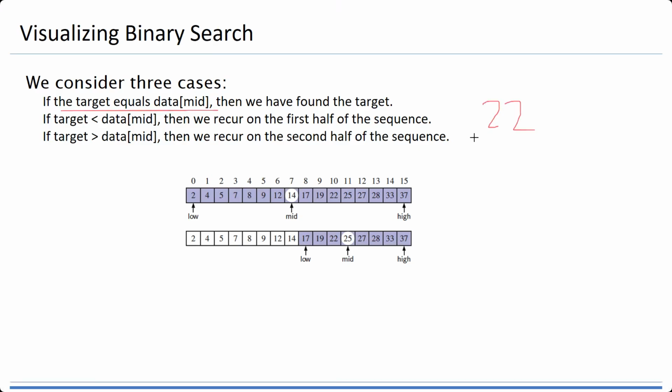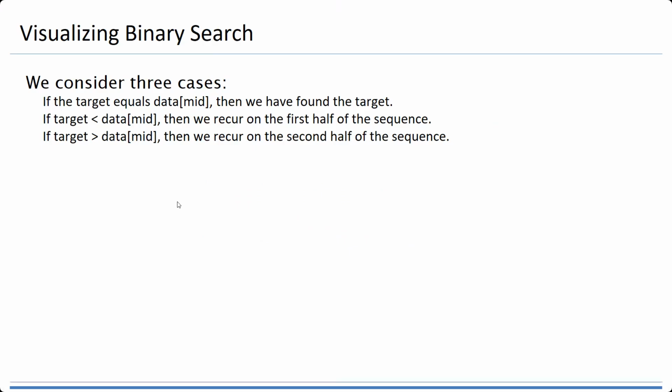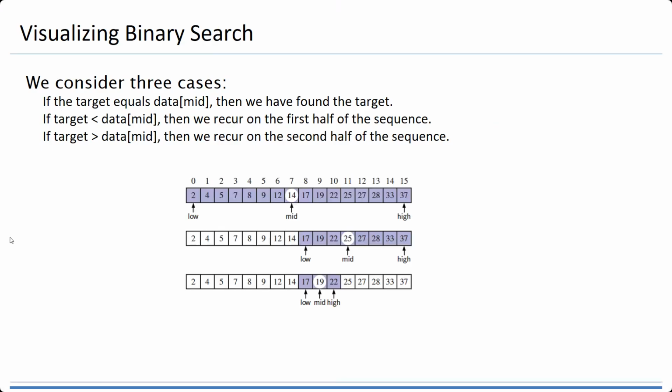So 22, is it the same as 25? No. And then check: is 22 less than 25? Yes. Then we recur on the first half of the sequence. Then we just recur on this one. Now we will have a new low, a new high, and a new mid.